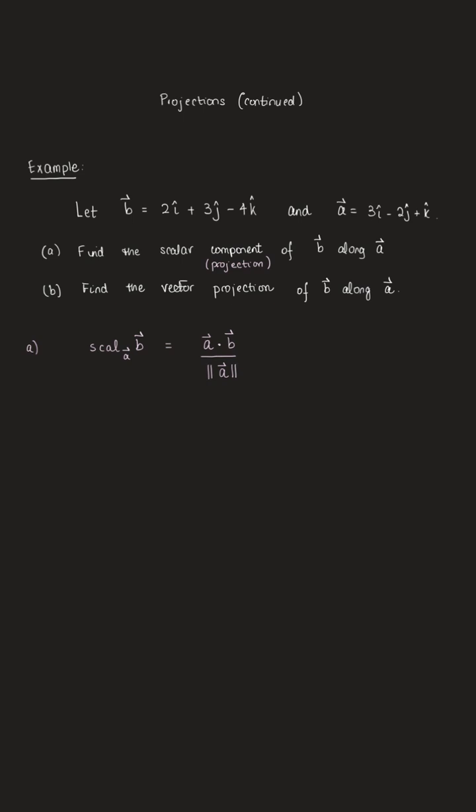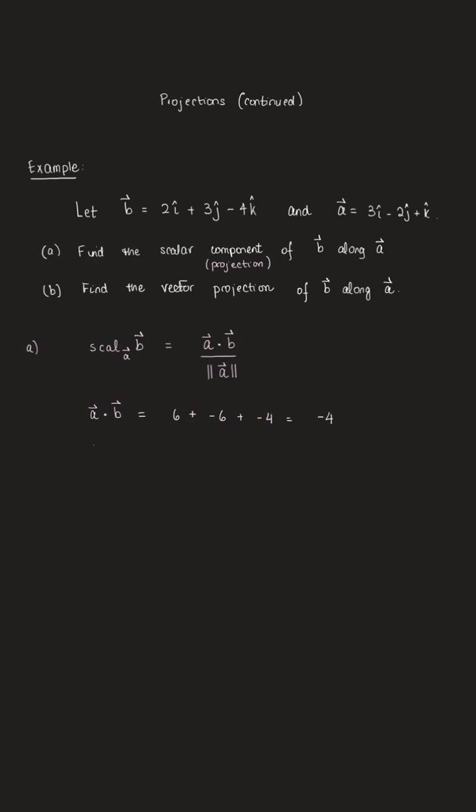Okay, so let's find the dot product of a and b. Remember, to find the dot product, we can multiply corresponding components and add. So the first components of a and b are 3 and 2 respectively, so that's going to be 3 times 2 is 6. To that, we're going to add the second components. 3 times negative 2 is negative 6. And the third component is negative 4 times 1, which is negative 4. So the dot product of a and b is negative 4.